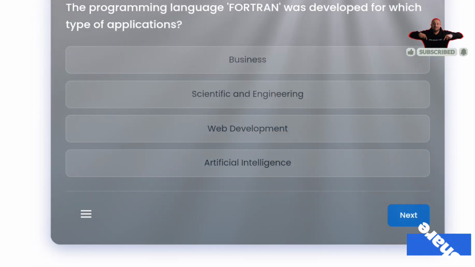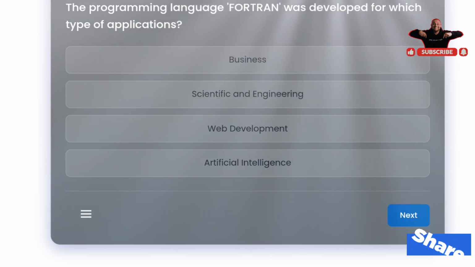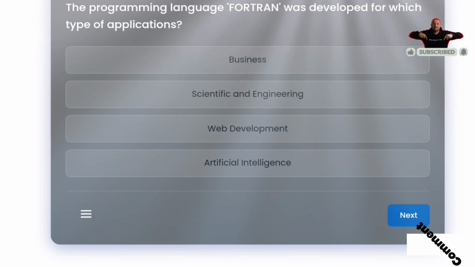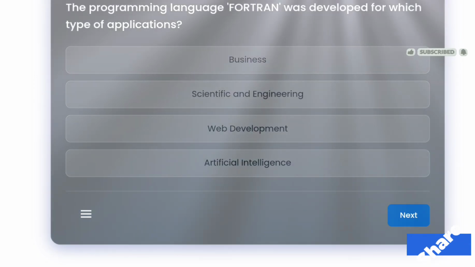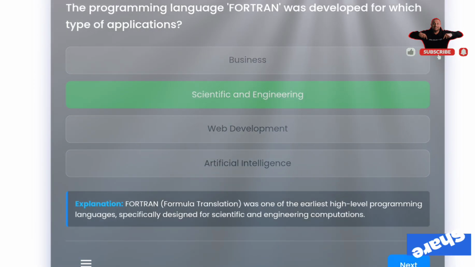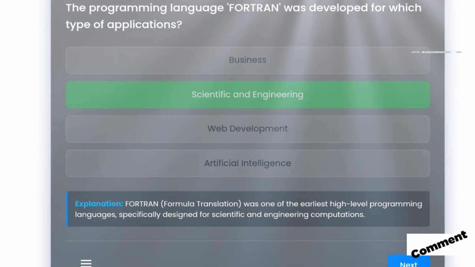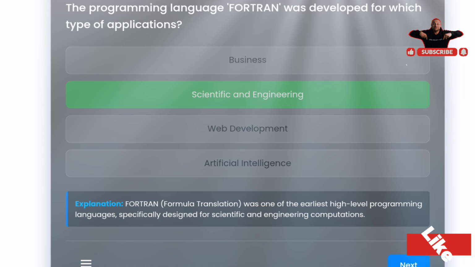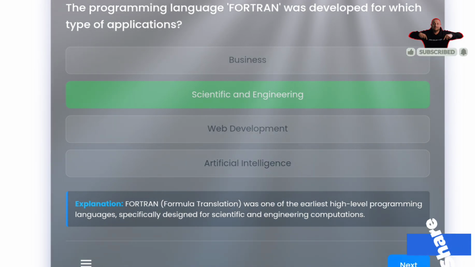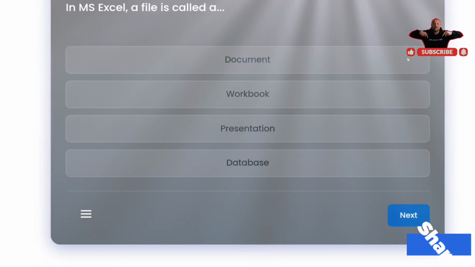The programming language Fortran was developed for which type of application? That's scientific and engineering. Okay, second one, the scientific and engineering. Fortran, that means Formula Translation, was one of the earliest high-level programming languages specifically designed for scientific and engineering computation.